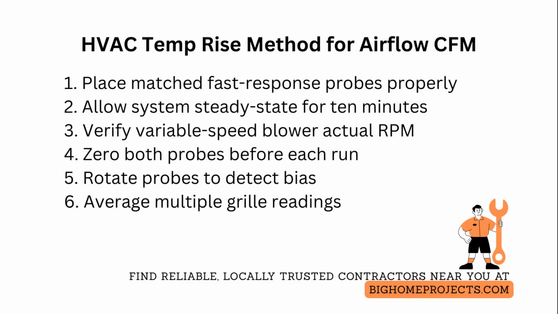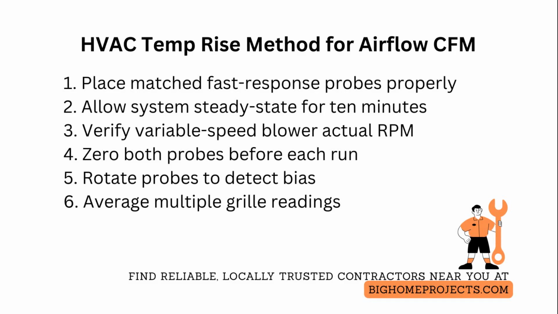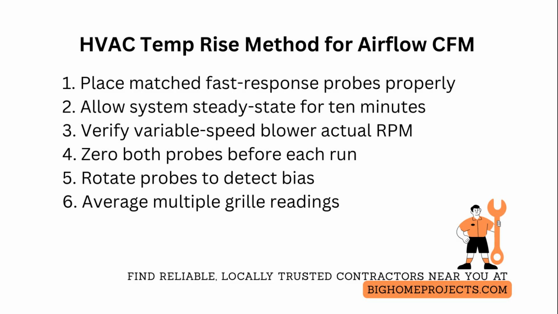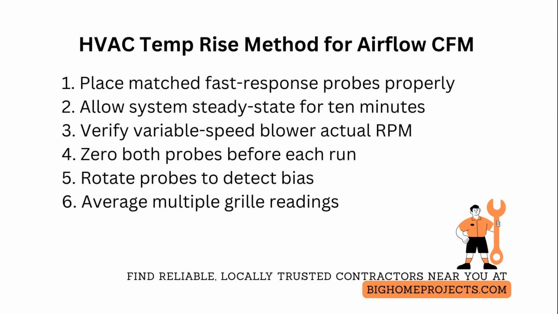Compensate for long probe leads by zeroing both probes together in still air before each run to remove offset, and record ambient temperature and barometric pressure if you want accuracy to within 5% or 2°C. A small correction factor helps at high altitudes. Use matched calibration thermistors or thermocouples from the same batch. Log probe serial numbers with each test, and rotate probes between supply and return occasionally to detect probe-to-probe bias.